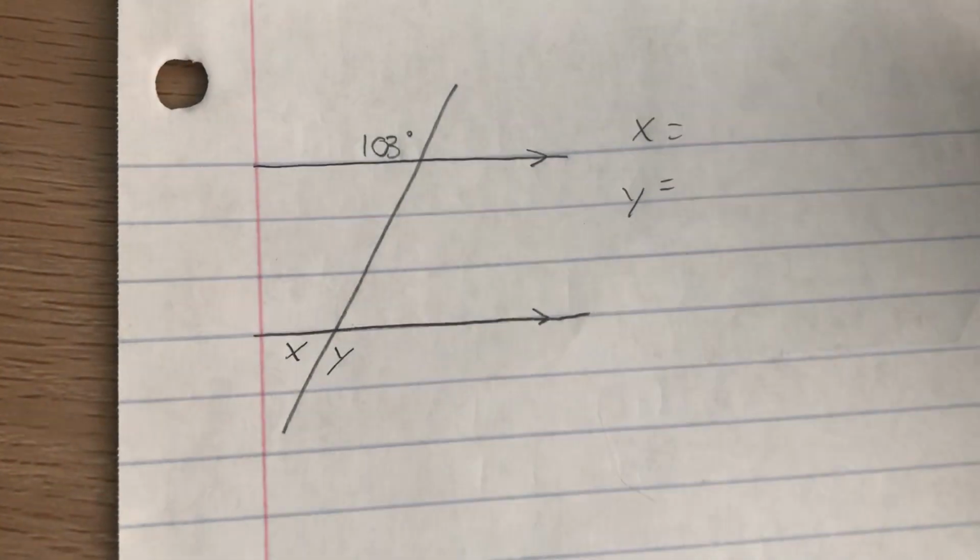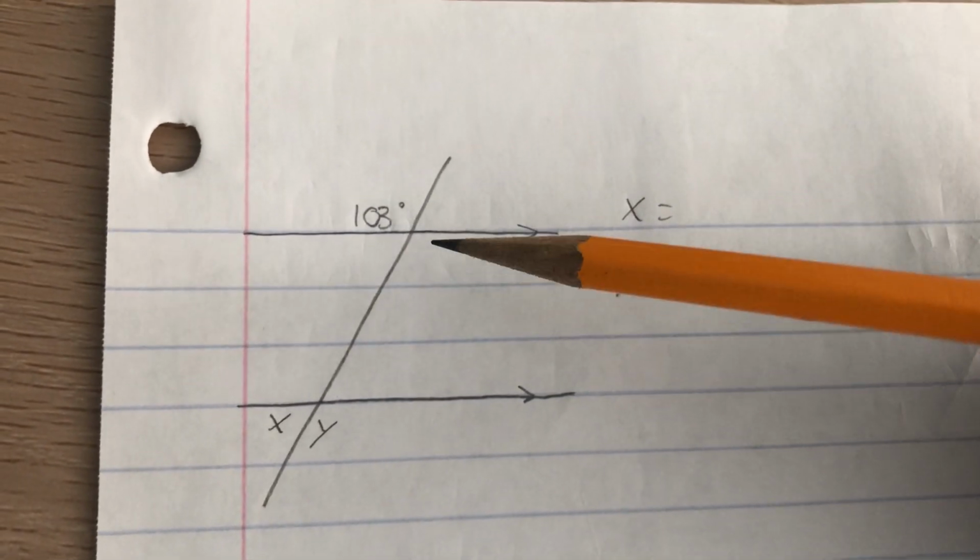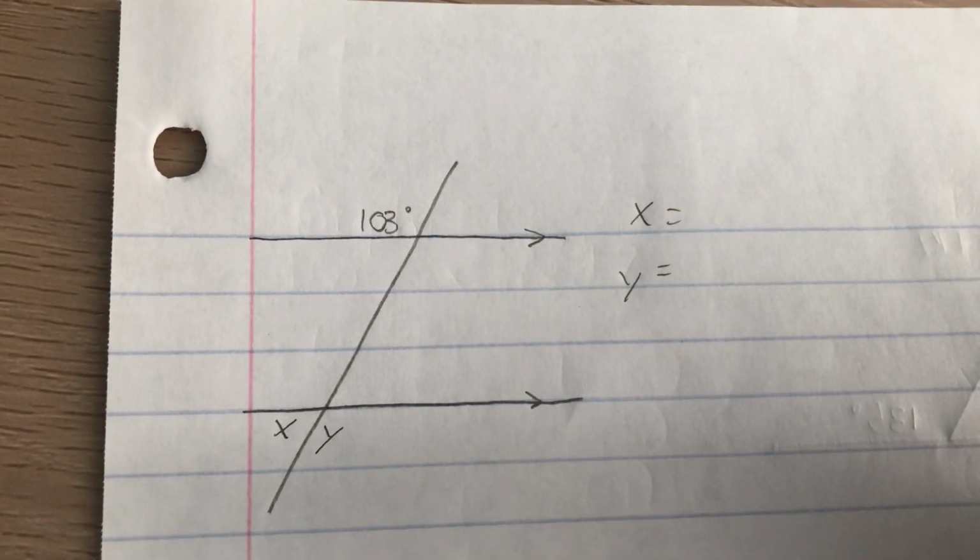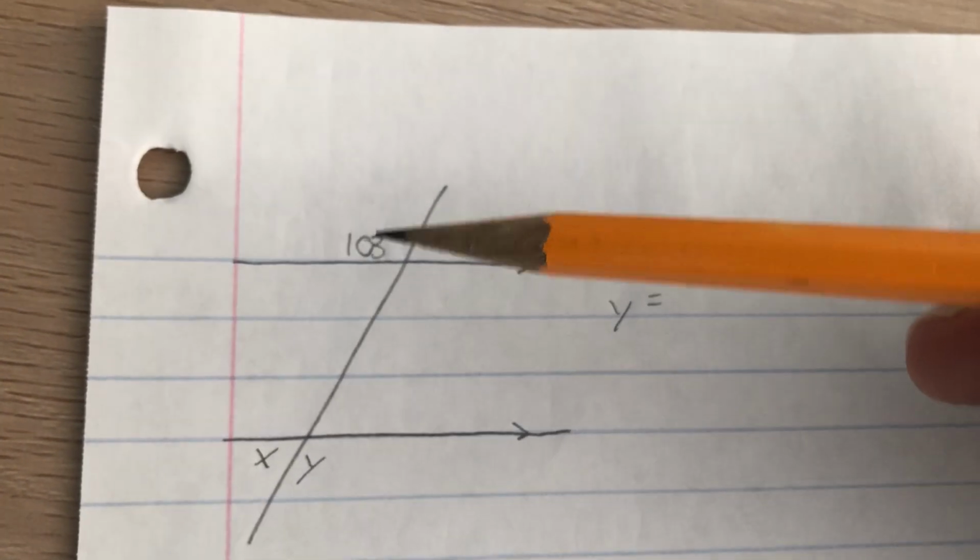All right, here we go. Now, these are two parallel lines, and this is the transversal. So we have 108 here.